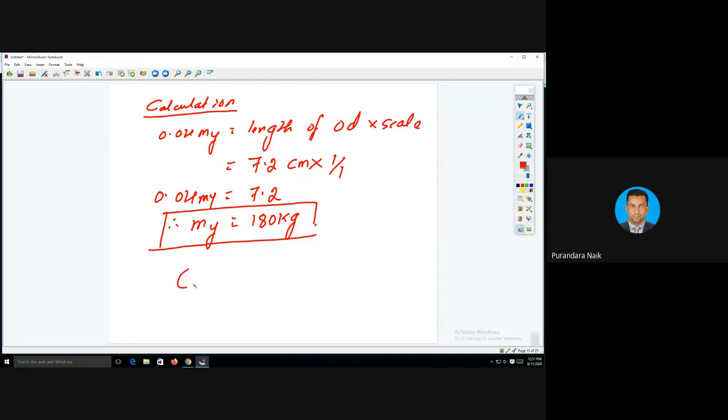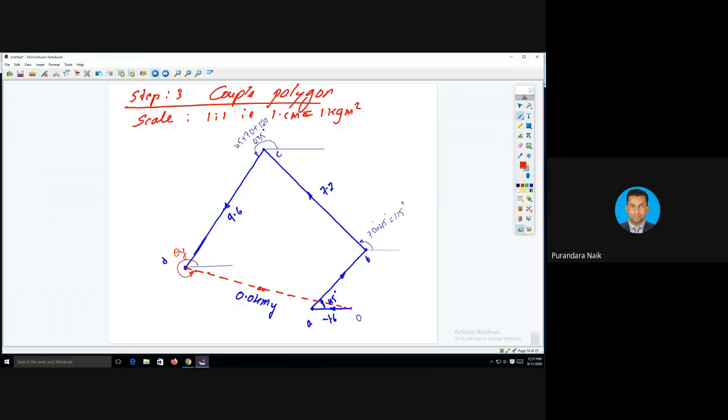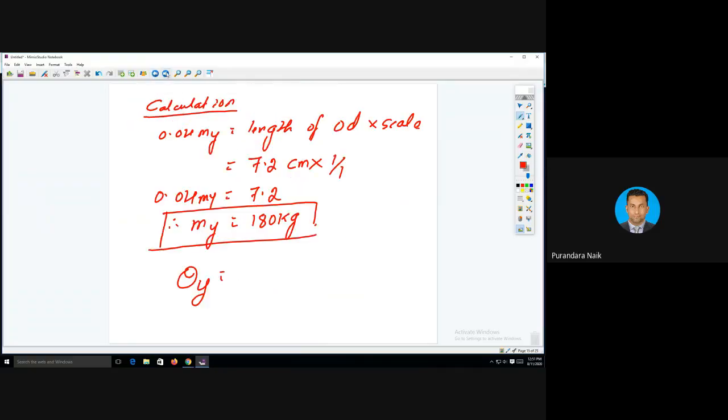Similarly, if you measure theta y from the figure, the couple polygon theta y, we'll get the answer as 345 degrees. Angle is 345. So this is the first answer.